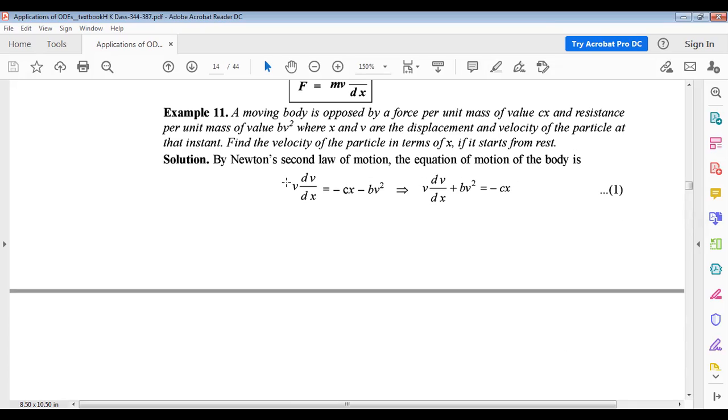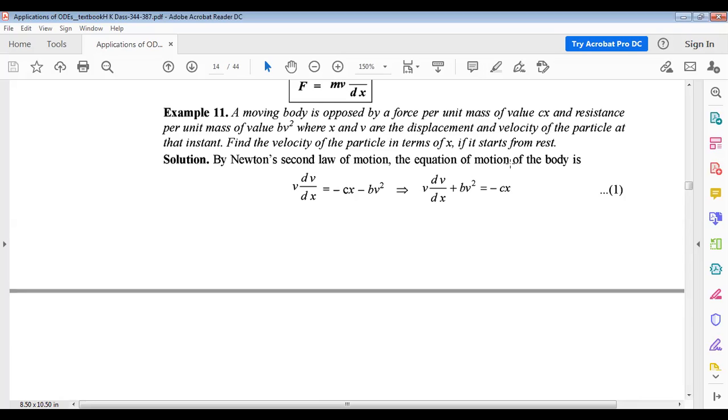Now we'll study example 11. A moving body is opposed by a force per unit mass of value cx and resistance per unit mass of value b v square, where x is the displacement and v is the velocity of the particle at that instant. Find the velocity of the particle in terms of x if it starts from rest. That means starting from rest at distance 0.